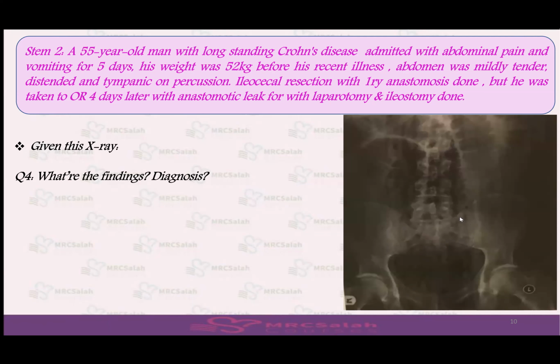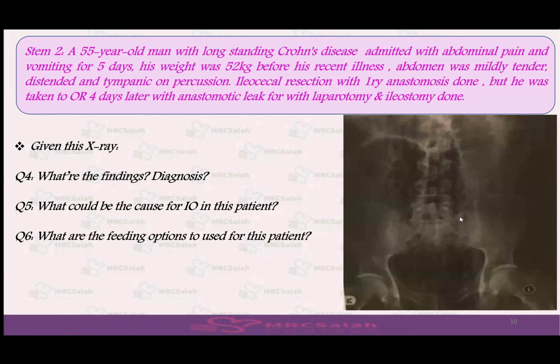What could be the cause of intestinal obstruction in this patient? I think you answered already. The most predicted cause is Crohn's stricture, and it could be very early adhesions, which is not common at this time. What are the feeding options to use for this patient? I mean, given the obstruction, I think the patient needs parenteral feeding, either partial or total.